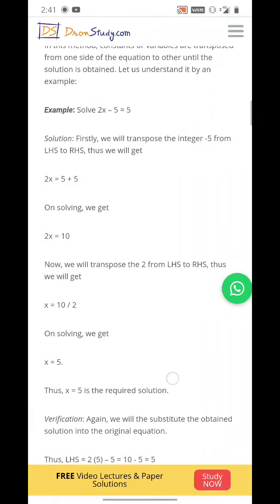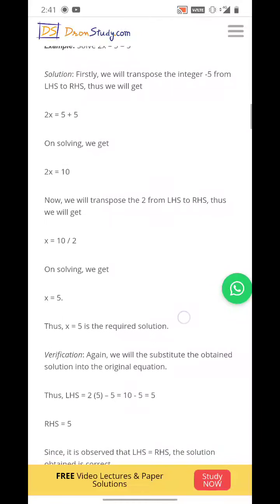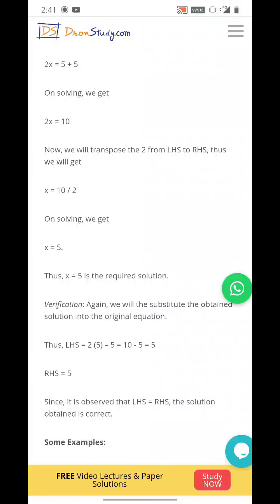On solving, we get 2x is equal to 10. Now you have to remember one thing: in equations you have to find the value of a variable, so we have to keep the variable alone. But here the variable is not alone, it is 2x, which is actually 2 multiplied by x. When there is a multiplication of a variable and a constant and it goes to the other side, its operation changes, it gets divided.